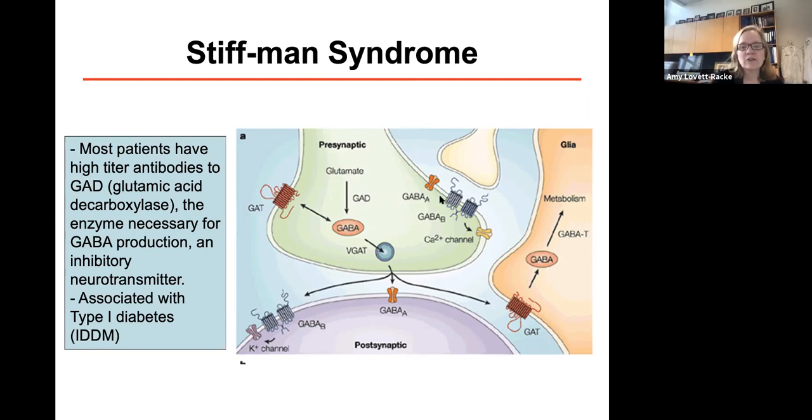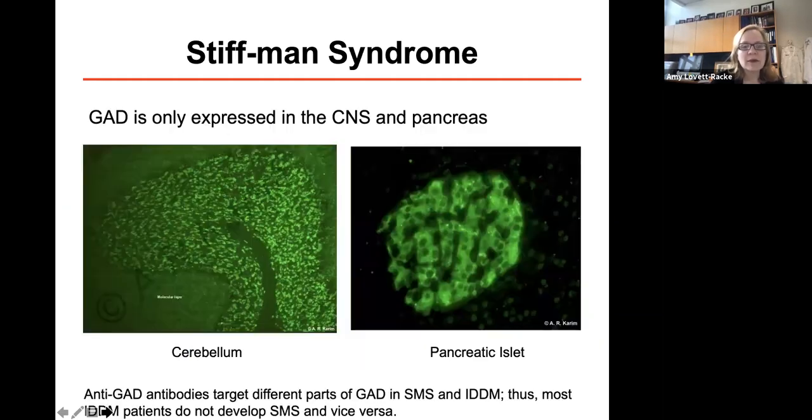The other thing that's interesting is GAD is not expressed in many tissues. It's expressed in GABAergic neurons, and it's expressed in the pancreas. So there is some association between this rare incidence of stiff man syndrome and patients who have type 1 diabetes. In type 1 diabetes, patients also have antibodies to GAD. This shows antibody staining of the pancreatic islets, showing abundant expression of GAD. And you also see this in the cerebellum.